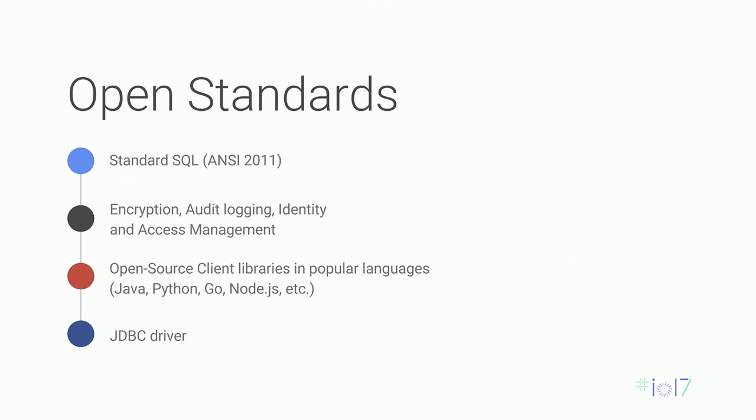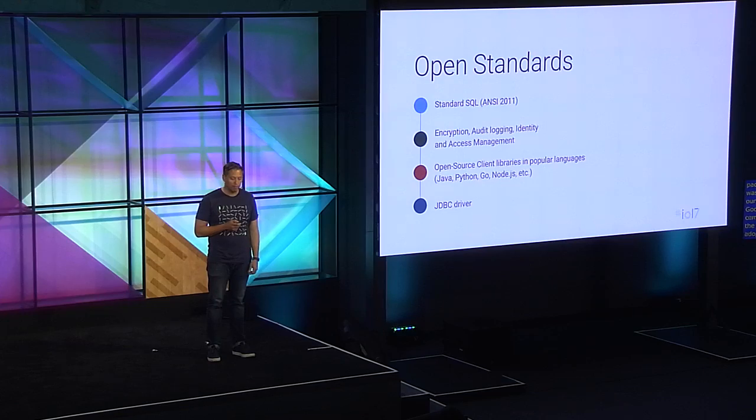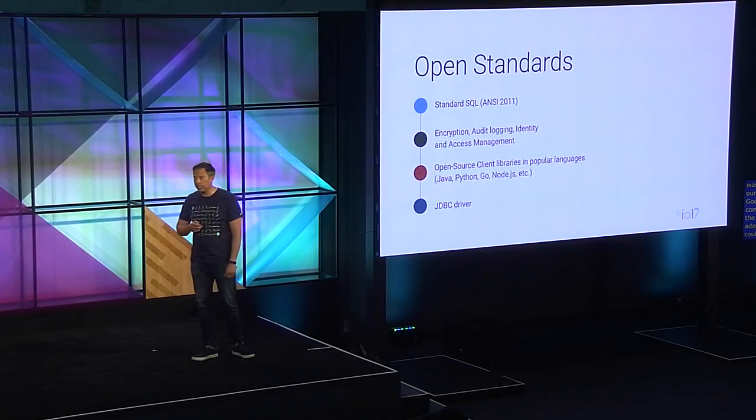Google is tremendously committed to the idea of being the open cloud. So we wanted to adopt any open standards that we could to really make sure that it was as easy as possible to adopt this technology. So we use standard SQL, which is ANSI 2011 with extensions. We do extensions for things like interleave tables and some of the things that are specific to Spanner.